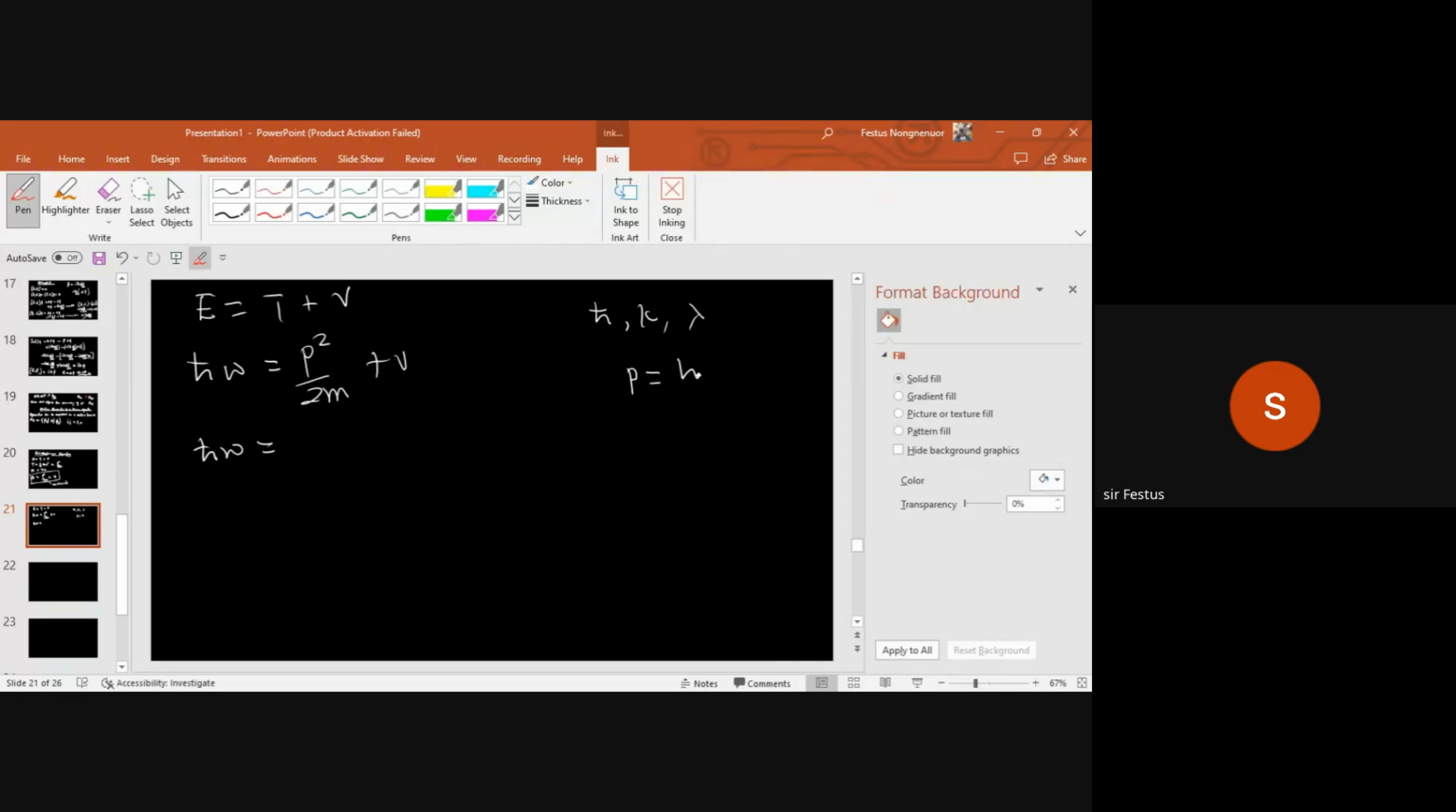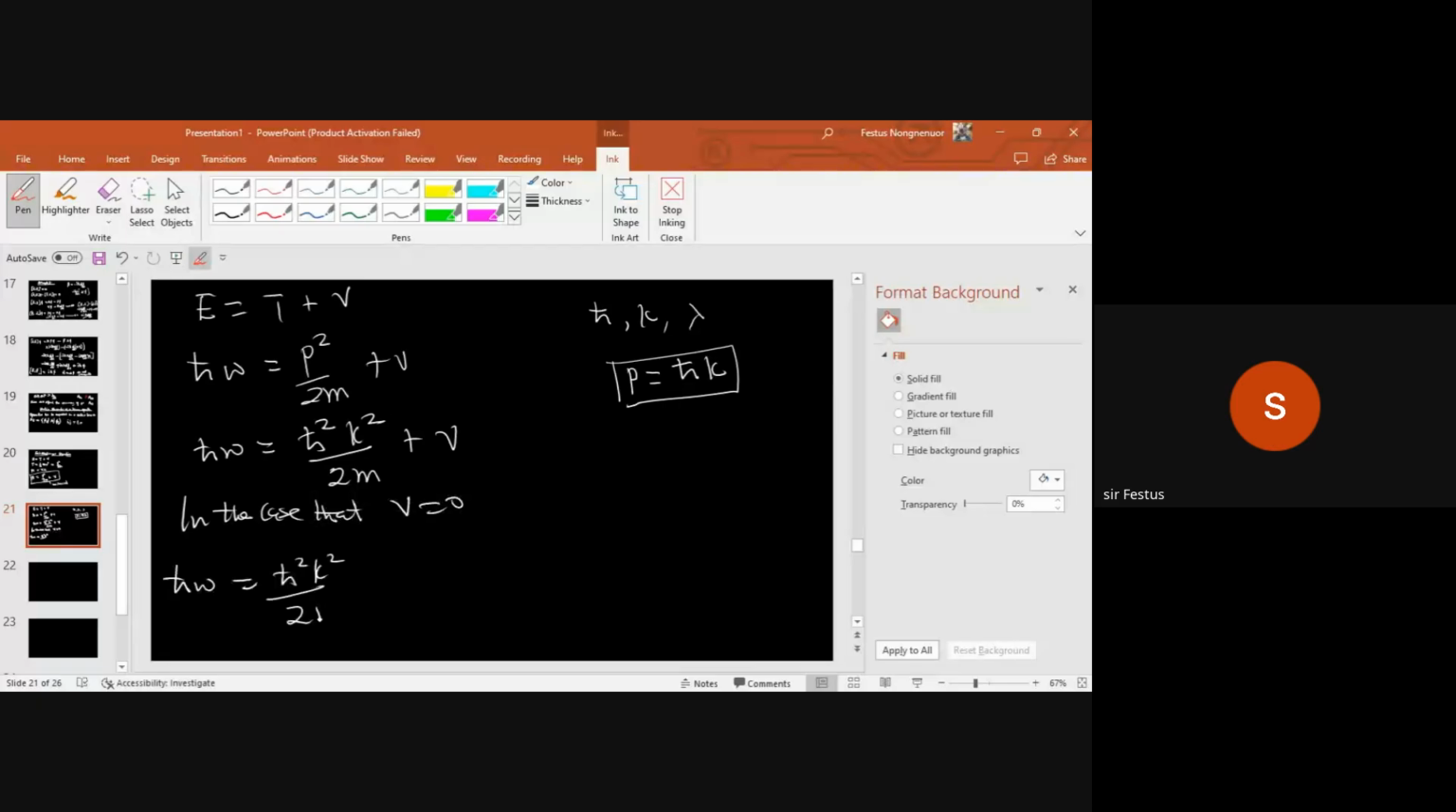So this is our P. Instead of this P, we put whatever is there. So this will be h bar squared k squared over 2m plus our potential. This is another form we can write. If our potential is now 0, in the case that the potential is 0, it means our h nu will be equal to h bar squared k squared over 2m.